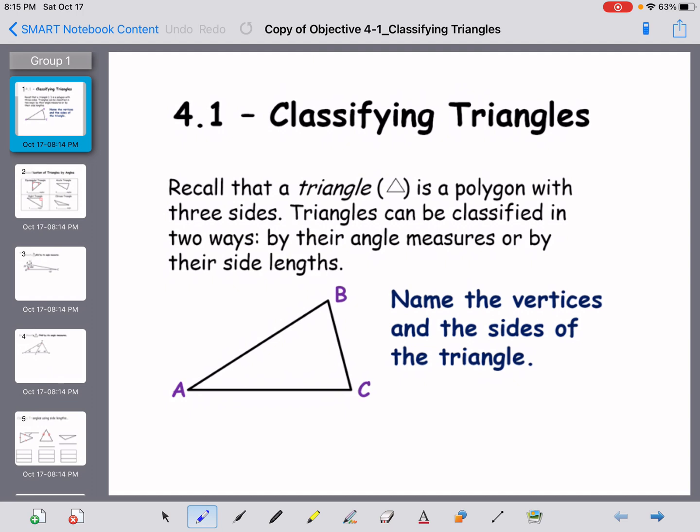To start out with, we are going to name the vertices and the sides of the triangles. So the vertices are simply the corners or the angles. So our vertices would be angle A, angle B, and angle C. And now we want to name the sides of the triangle. So our sides would be AB, BC, and CA.